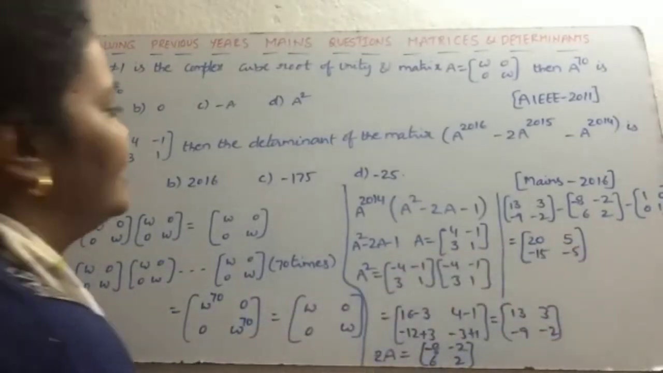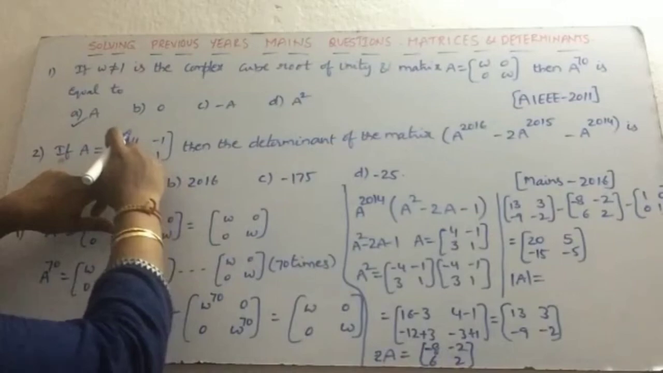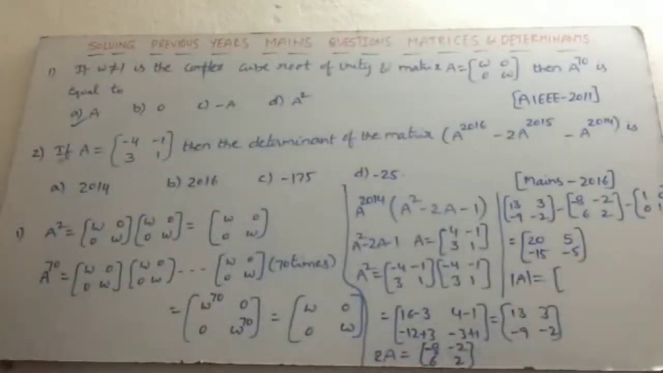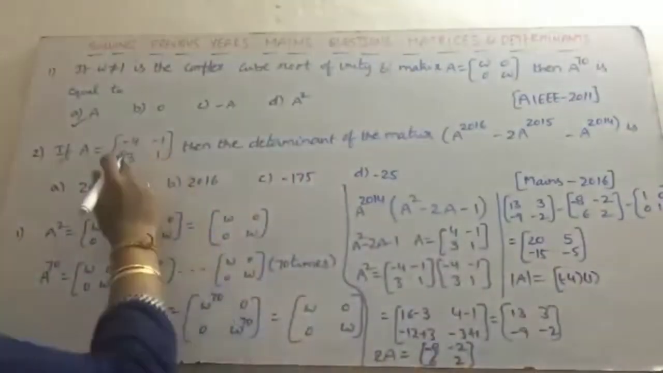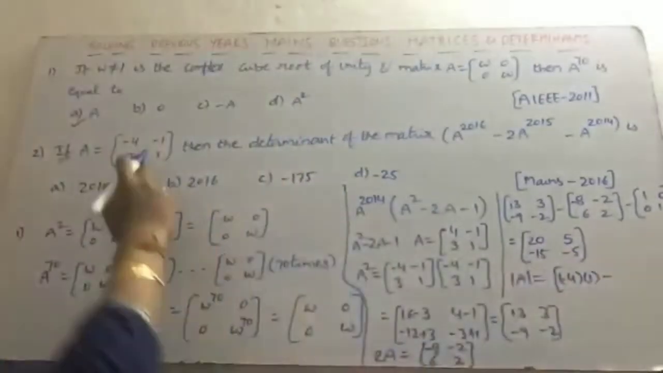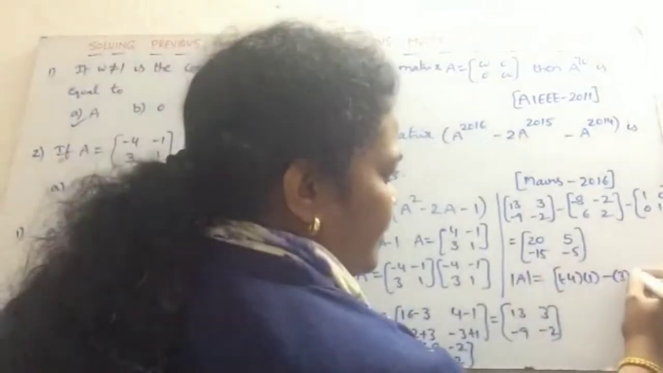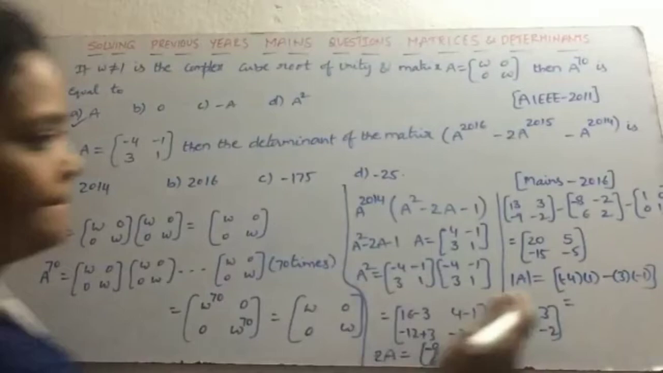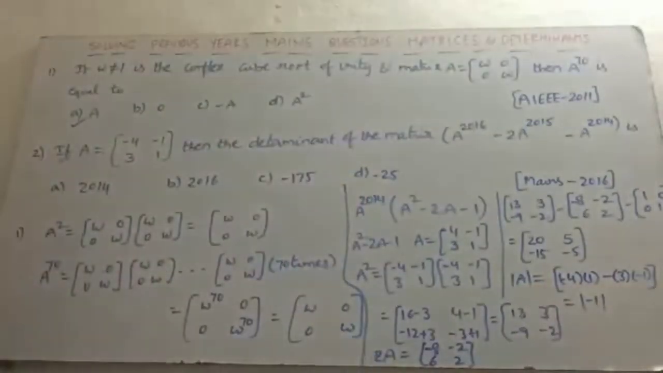Now we will find the determinant of A. So det A is equal to minus 4 into 1 minus 1 into minus 1, 3 into minus 1. That a is equal to minus 1.